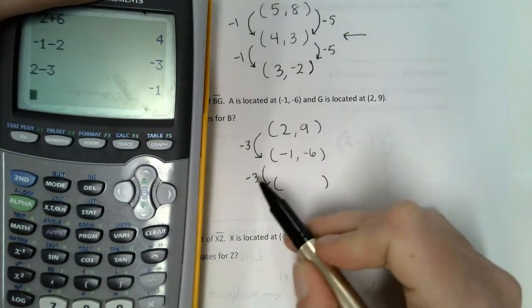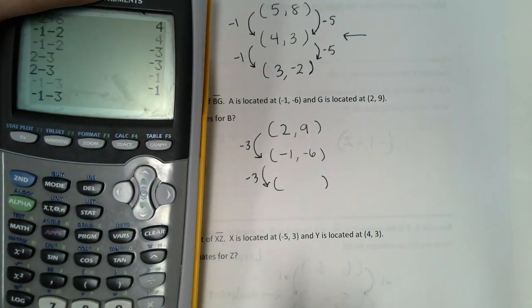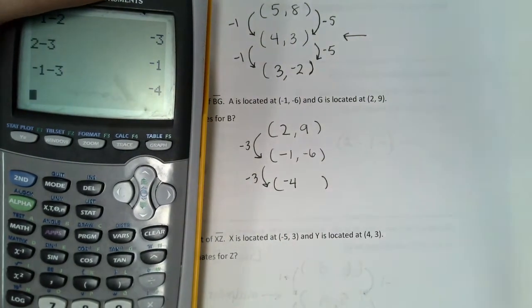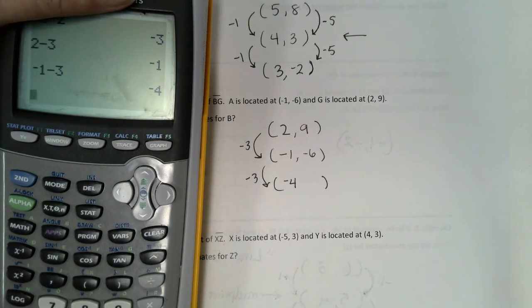Take this answer, subtract 3. Looks like negative 4 is my first number. Make sense?